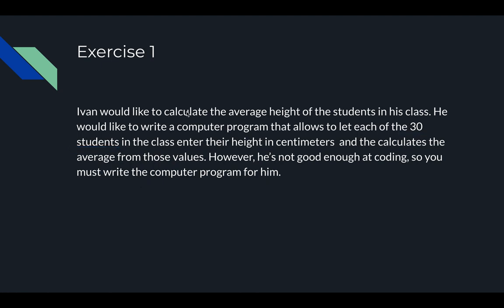And we're going to have to use totaling because the average is just the total divided by the total number of things we have. So right here, this is going to be the average of everything each student enters divided by 30 for 30 students. So let's see how we can go ahead and write some code to do that.